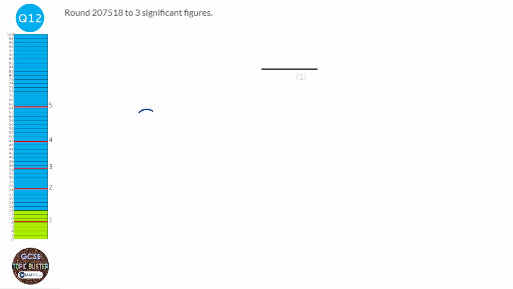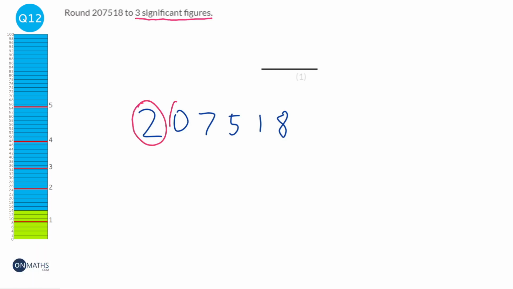I'm going to start just by writing down the number. And we're asked to round this to 3 significant figures. And basically what that means is starting from the left-hand side, it's 3 numbers that we want. So 1, 2, 3. And we're going to do our line after that third number. And you start counting at the first non-zero digit. So the first digit there was 2, so we started counting.